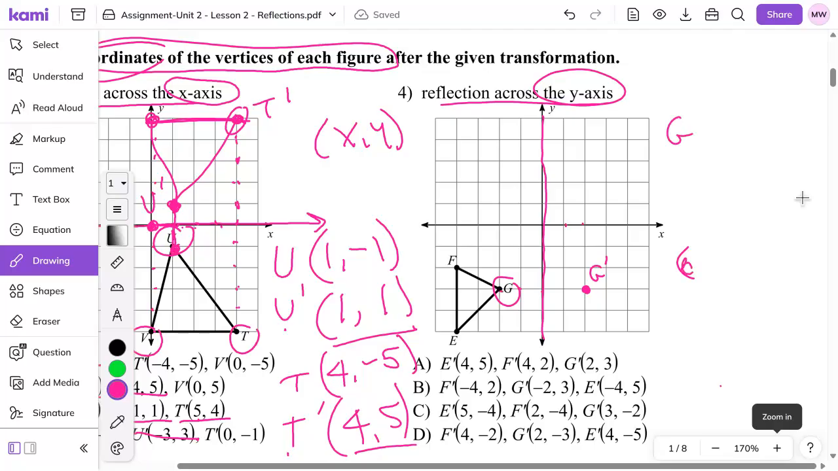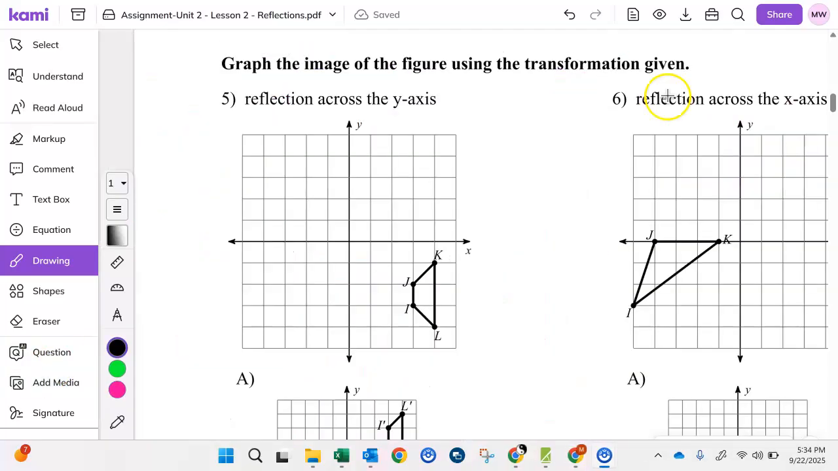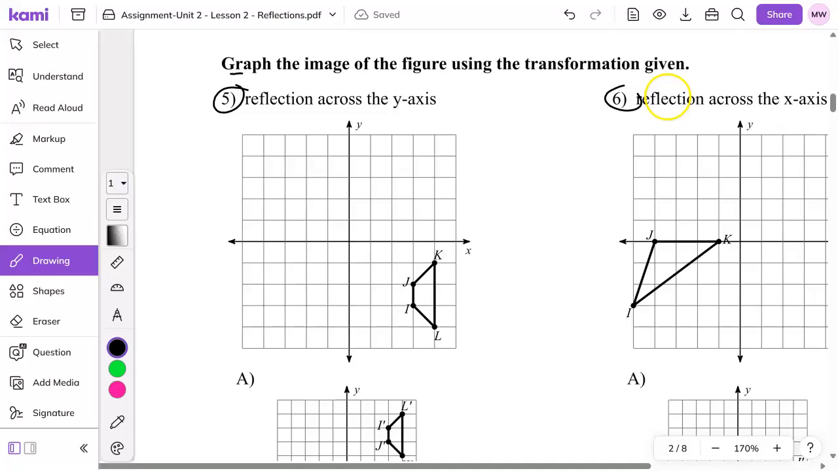So G, this one here is 1, 2, 1, 2, 3. So this is -2, 3. But we want G prime. That's this point right here. So that's going to be 2, -3. So that's going to be for G, 2, -3. Nope. 2, -3. So that's this one. So that means D is the correct answer for that. Okay? Okay, so 5 and 6, we're going to be graphing the image.